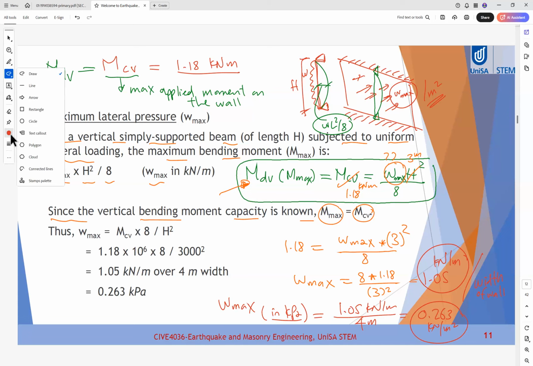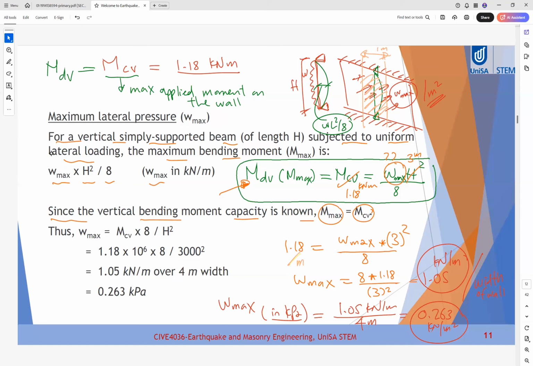So the idea here, if you don't pick it up, is that this moment is per meter. So what is per meter? It's like we take one strip of the wall equal to 1 meter width. If we want to extend that for the whole wall, what we need to do is divide by 4 meter. So here the 4 meter is the width of the wall.